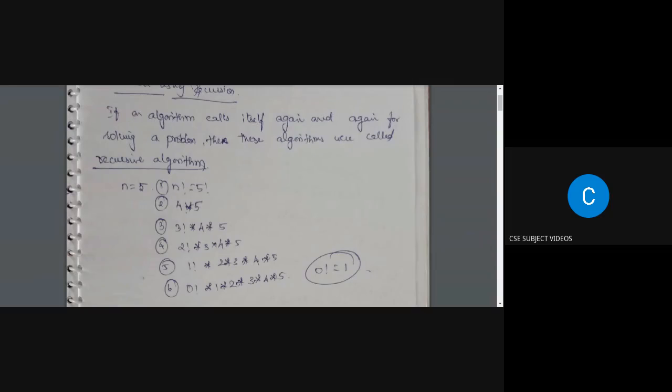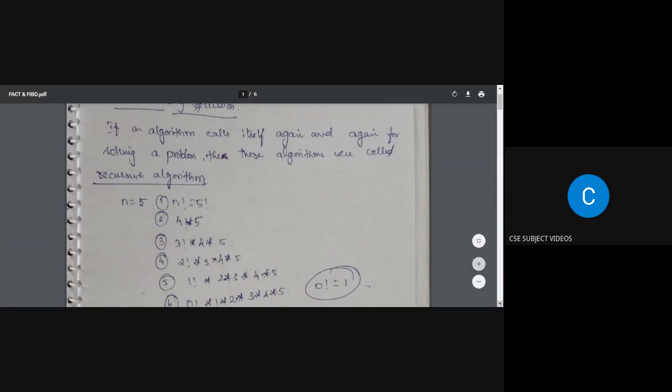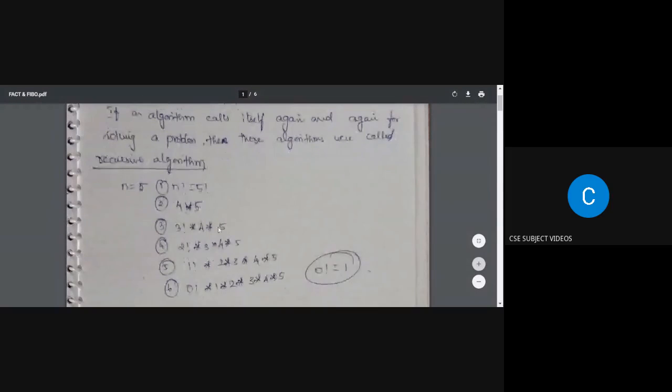So actually, for factorial using recursion, what is the recursion? You all know that if an algorithm calls itself again and again for solving a problem, then that type of algorithm is said to be a recursive algorithm. It is also known as a recurrence algorithm. So what is the repeated basic operation here? Multiplication.